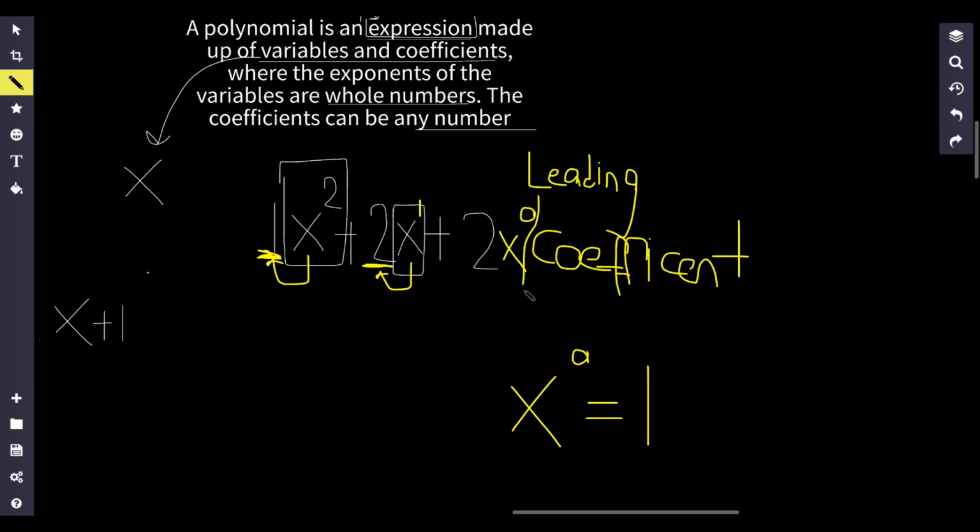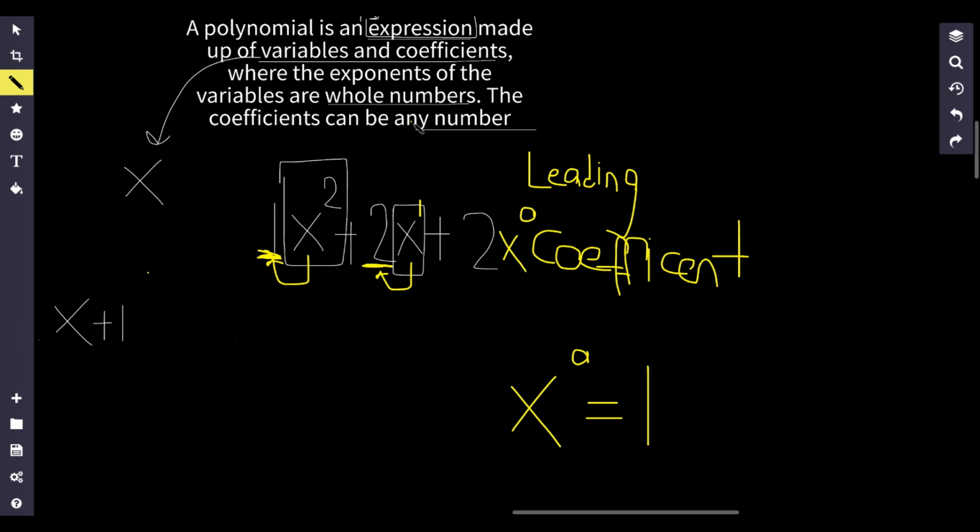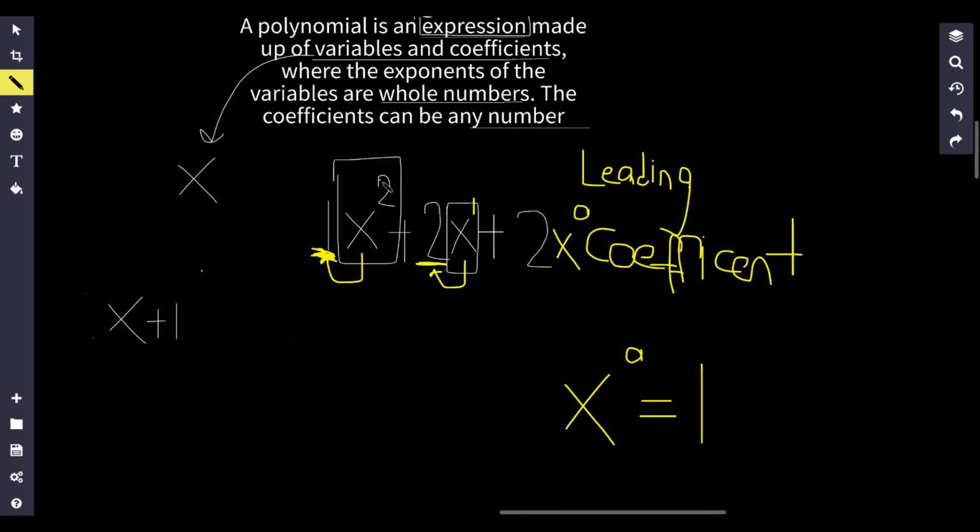I just added in this x to the 0th power just to show y'all that the leading coefficient is just going to be the coefficient for the highest power. So in this case, x to the second power is the highest power in my polynomial. So that means my leading coefficient is just going to be this 1 in front of the x squared.